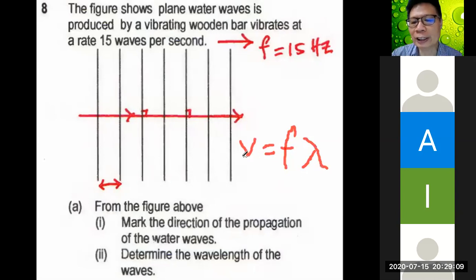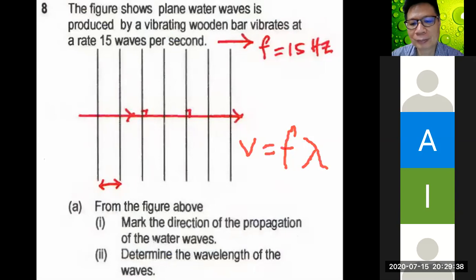But are you given the speed? No speed. You have the frequency, 15, but no speed, so I cannot find lambda. So how? Okay, I want to hear from another one. Never mind, don't worry. If you don't know or your answer is not correct, don't be shy. It's very common.